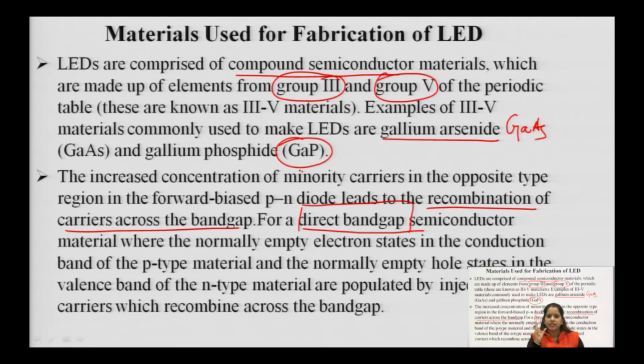So, what is the difference that exists in these two types of semiconductors? Gallium arsenide can be used for the fabrication of LEDs, but silicon and germanium can't be used. So, here is the difference.